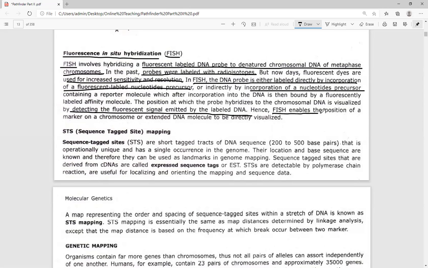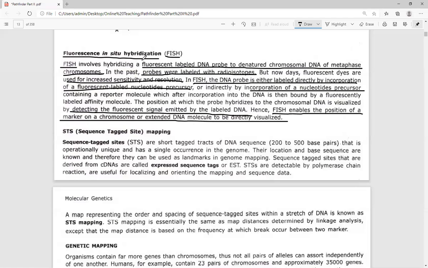Fluorescence in situ hybridization enables the position of a marker on a chromosome or extended DNA molecules to be directly visualized. So, it is a technique that can be used to visualize a particular DNA molecule within an array of chromosomes. Okay. Now, there is another type of tags which are being used. One is referred to as sequence tagged sites. What do you mean by sequence tagged sites, which are also referred to as expressed sequence tags?